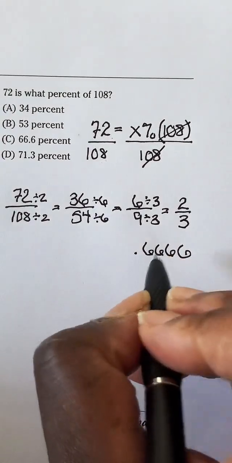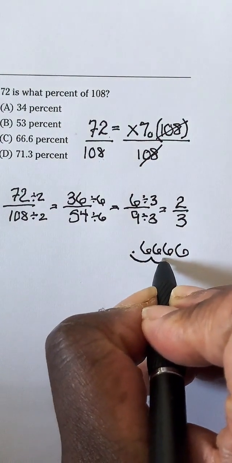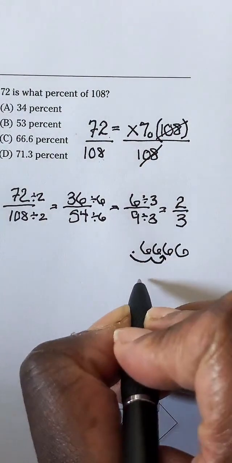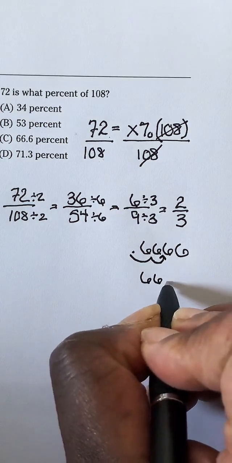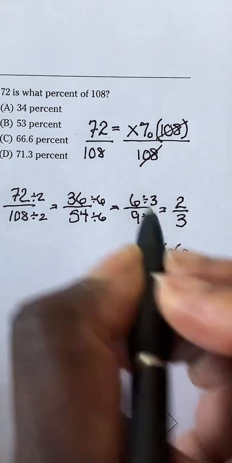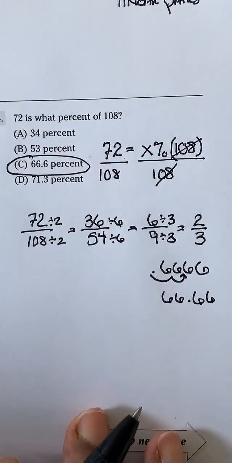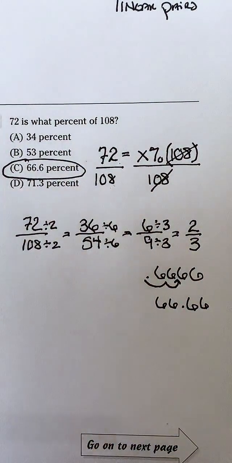So if we multiply this by 100, that means I'm moving it over 2 spots. So that means we're looking at 66.66, well, really with a 7. So our answer will be C. Okay.